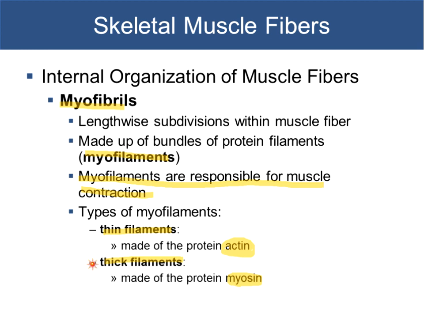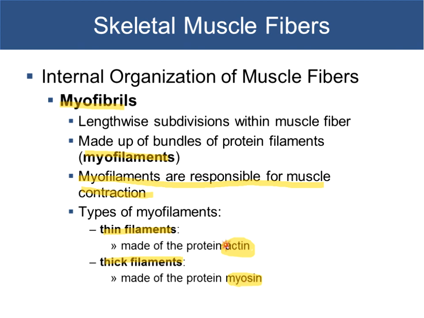The myofibrils are made up of protein filaments called myofilaments, and there are two different types: thin filaments and thick filaments. Thin filaments are made out of the protein actin. In actin, you can kind of see thin: A-C-T-I-N, thin spelled T-H-I-N, so it's just missing an H. So actin filaments are the thin filaments. The thick filaments are the myosin filaments.